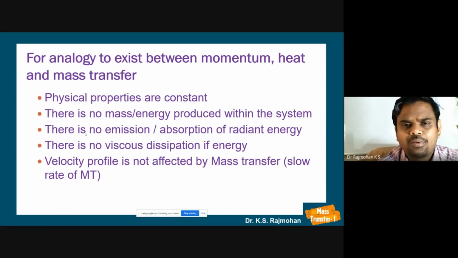That is, the physical properties should remain constant and there should not be any energy or mass produced within the system. That means no chemical reaction should be there. And there is no emission or absorption of radiant energy from the system, and there is no viscous dissipation of energy, and the velocity profile is not affected by the mass transfer taking place.